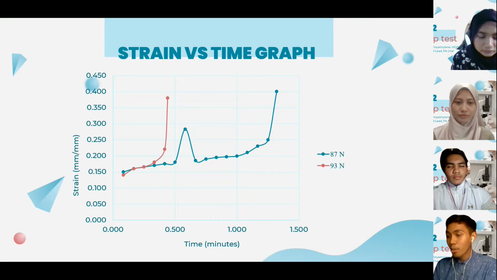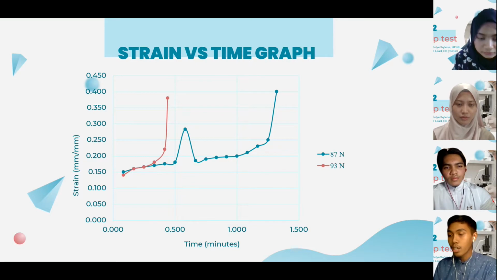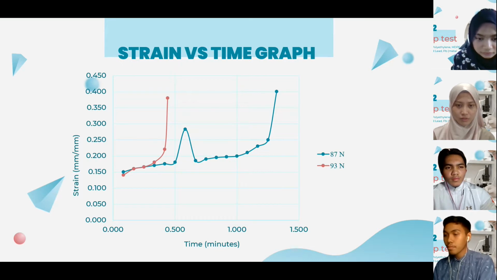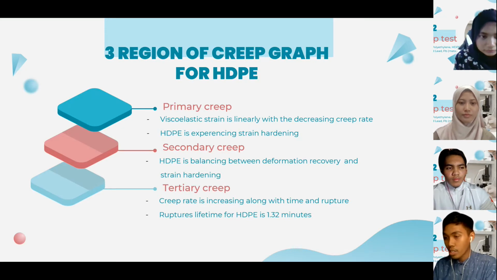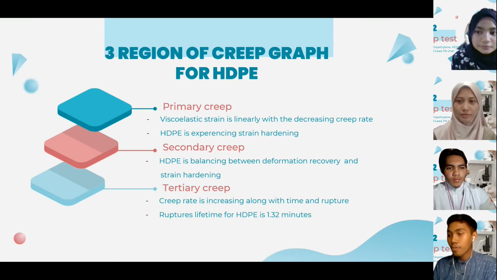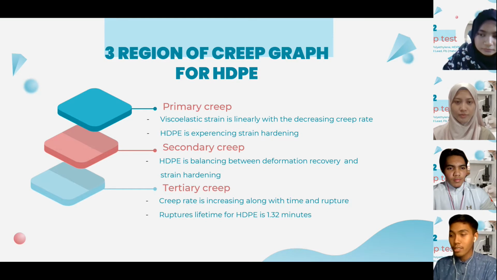However, in this regard, only the 87 Newton load line will be discussed as it provides a clearer picture of the three stages of strain-time behavior, which are primary, secondary, and tertiary creep. The specimen undergoes the first stage, primary creep, for the first 0.2 minutes approximately from the graph, where viscoelastic strain increases linearly with a decreasing creep rate. In this stage, the specimen is experiencing strain hardening.